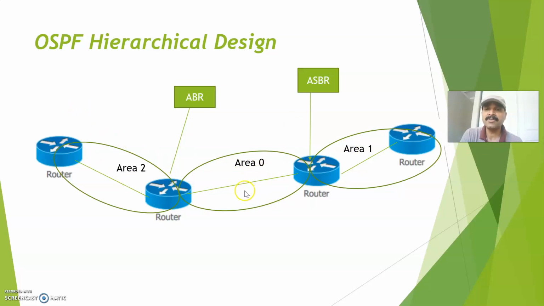So what is the purpose of an area? To reduce the size of the routing table, right? So assume there is a single big area without any segmentation. What happens? The SPF algorithm will run more. Each and every time any change happens, it will run the SPF algorithm, and the routing table will be large in the case of a single area. That is the reason we segregate into multiple areas, to reduce the size of the routing table and also to reduce the SPF algorithm runs.